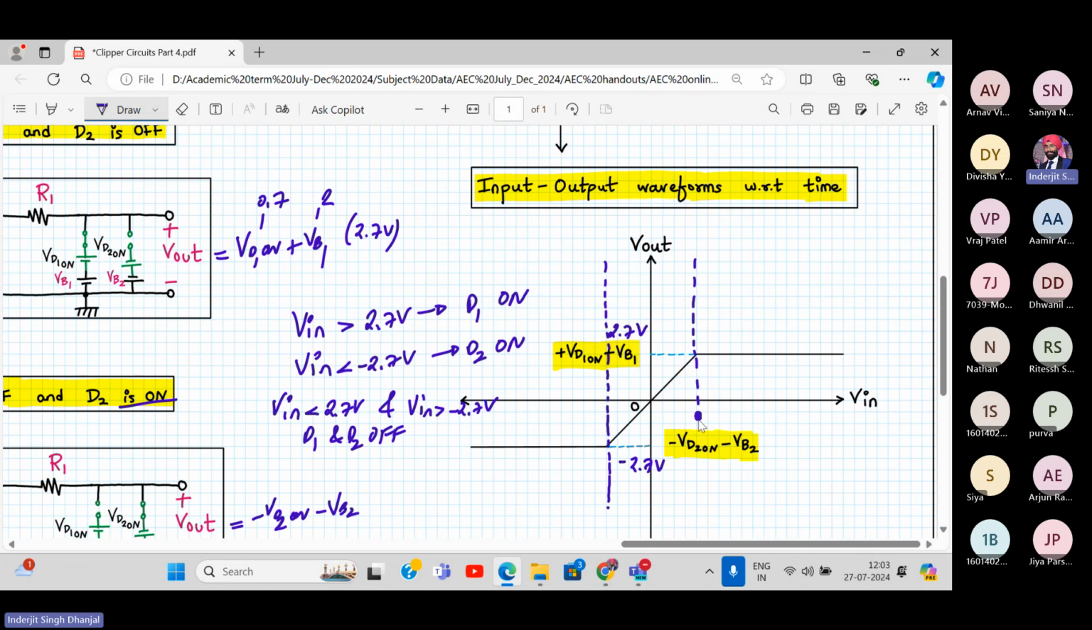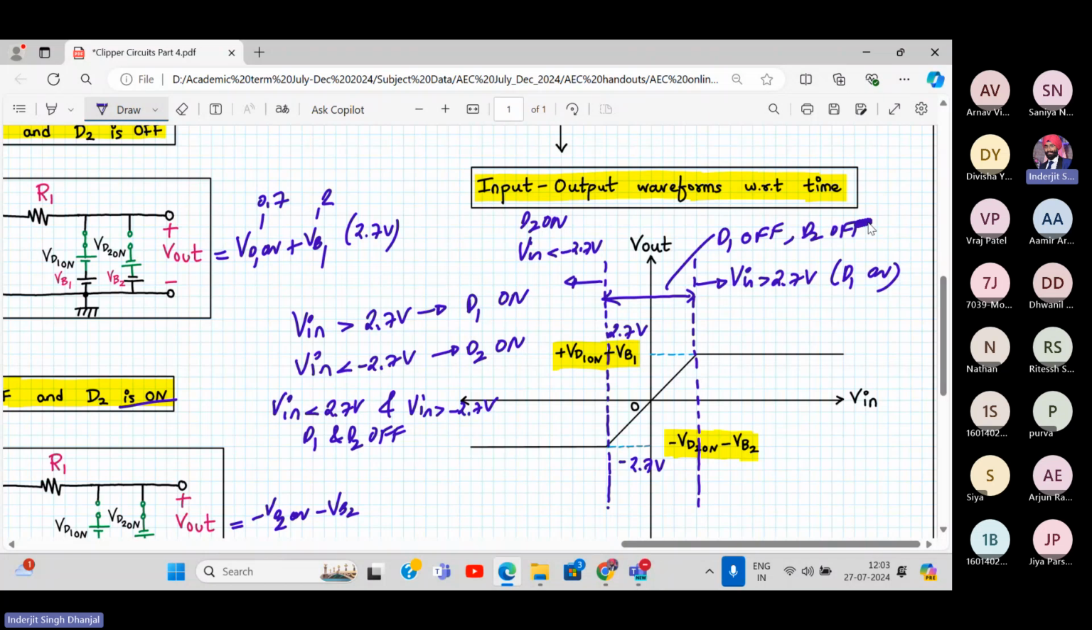So these are my clipping levels. Here Vin is greater than 2.7 volts, diode D1 is on. Over here, when Vin is less than minus 2.7 volts, that means D2 is on. And in between, what happens? D1 is off, D2 is off. I hope it is clear.